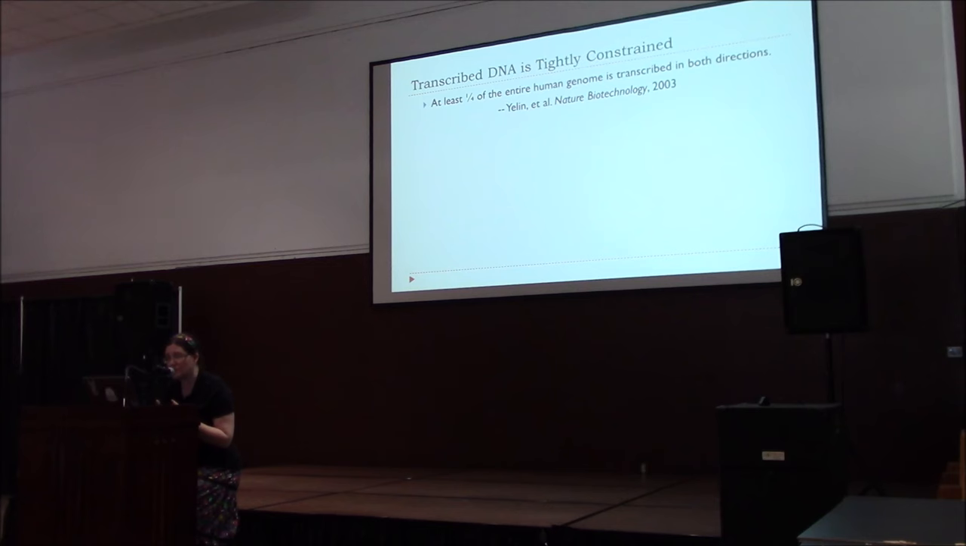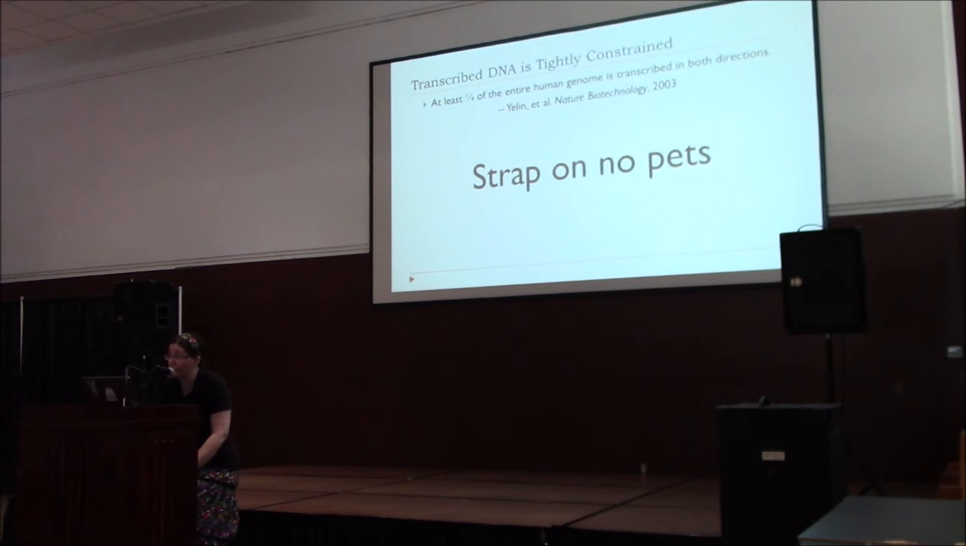So when we're talking about transcription, you're making a copy of your DNA. DNA is anti-parallel, so there's two strands and they run in opposite directions. So at least a quarter of your entire genome is transcribed both ways. That means it's not only useful reading it in this direction, it's useful reading it in that direction. And I'll give you another analogy, forgive my super creative sentences here, but they sort of make sense, right? So "strap on no pets," if you read it backwards, is "step on no parts." So I've got an English sentence, sort of, that means something different backwards and forwards. And this is what's happening in your DNA. It means something different when you go one way versus when you go the other way.